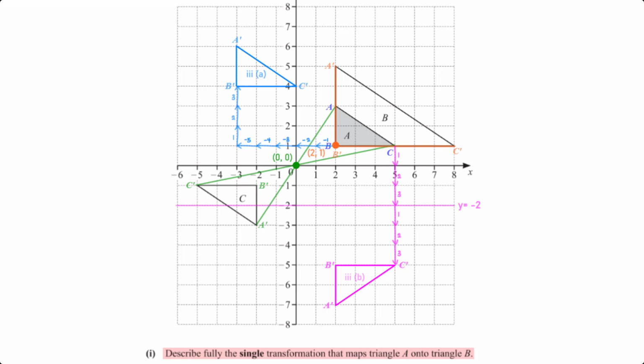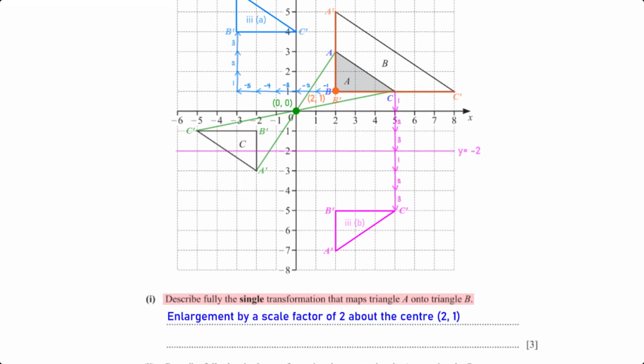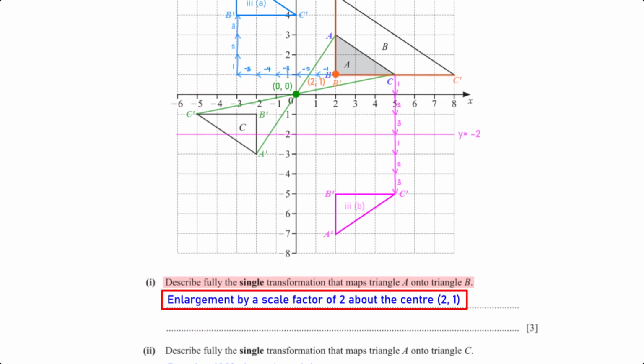From here, all we need to do now is to find the center of enlargement. In this case, we see that point B remains fixed after the enlargement, so that is the center of enlargement. This point has coordinates 2, 1, and so the full description for this transformation is enlargement by a scale factor of 2 about the center 2, 1.